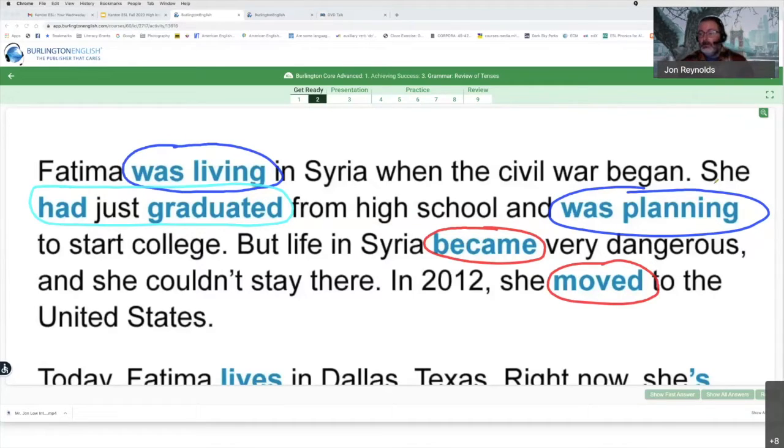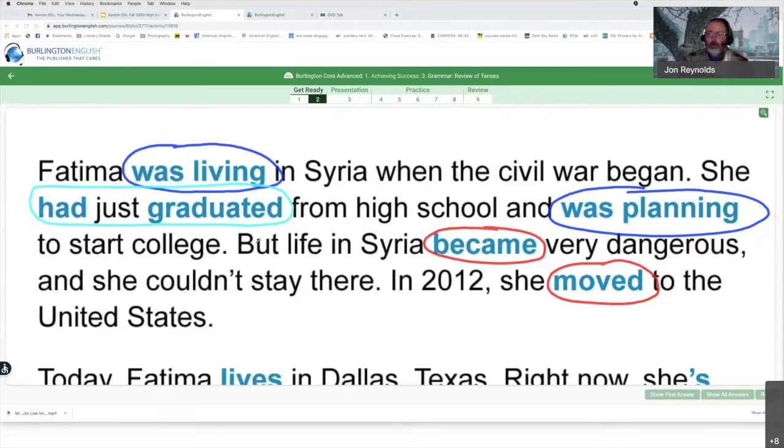So in this case, same thing with Fatima. I don't know when she was living there exactly. I just know that at that moment, when I take that picture of that moment, that's what's going on. So for example, the past progressive is often used for actions that are continuing at that moment, but we don't know exactly if they began or ended at a certain time. Okay. Now, if we think about the example here where it says, but life in Syria became very dangerous, you might say, well, Mr. John, couldn't we say, but life in Syria was becoming very dangerous? Well, yes and no.